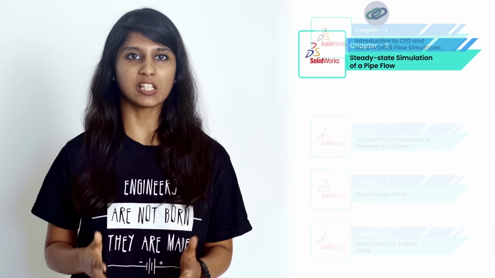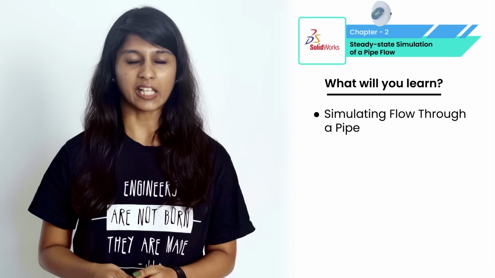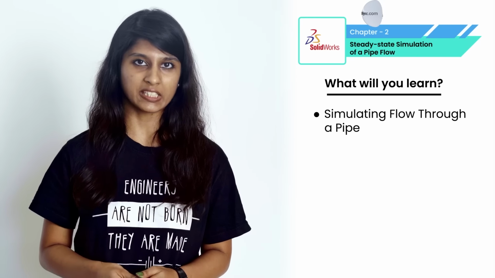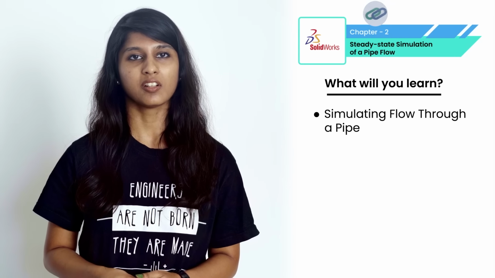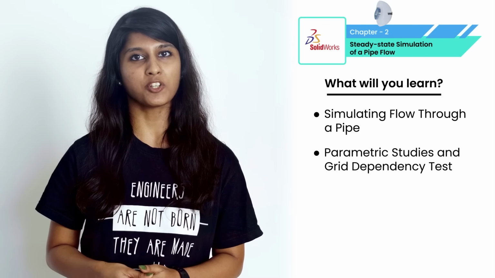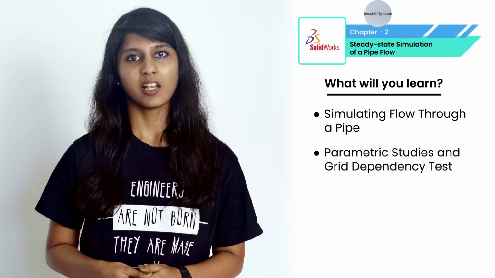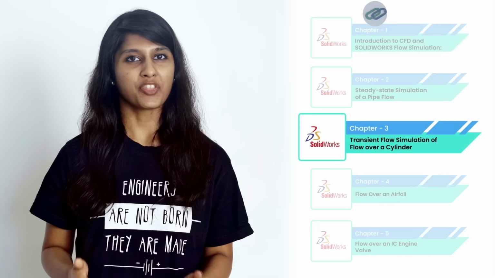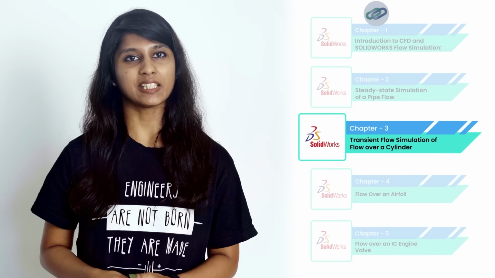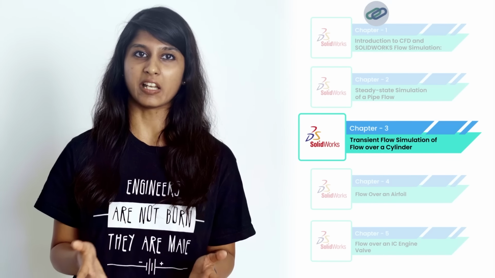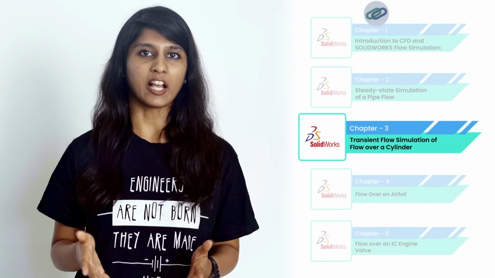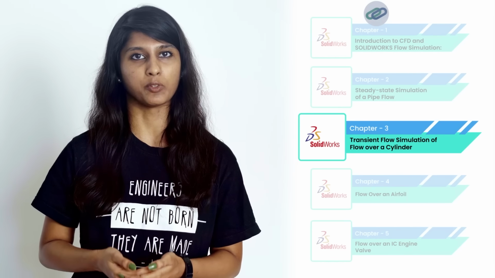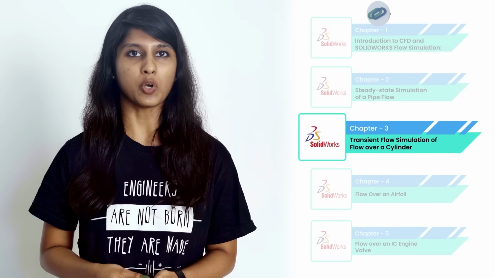This chapter focuses on simulating flow through a pipe, a classic CFD problem that offers insights into the various inputs needed for a successful CFD simulation. You will also be introduced to parametric studies and grid dependency tests, as well as learn the concepts of global maxima and global minima. In the third chapter, we will explore the concepts of external simulation and transient analysis. You'll learn how to calculate total flow time and determine the appropriate output time step for transient simulations, focusing on the flow over a cylinder.